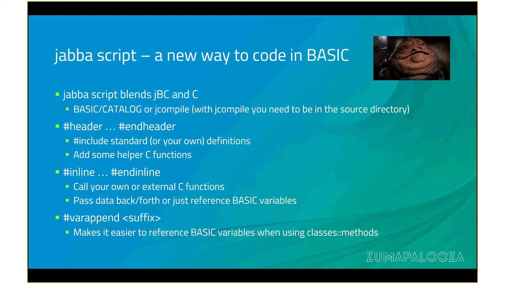So recapping on Jabber and C, you can still use basic and catalog. You don't have to use jcompile. It's totally up to you. Use the hash header and n header for including headers and declaring C functions. Use hash inline for injecting C code, and use hash var append to avoid sequential numbering of variables if you're coding a multi-method class.